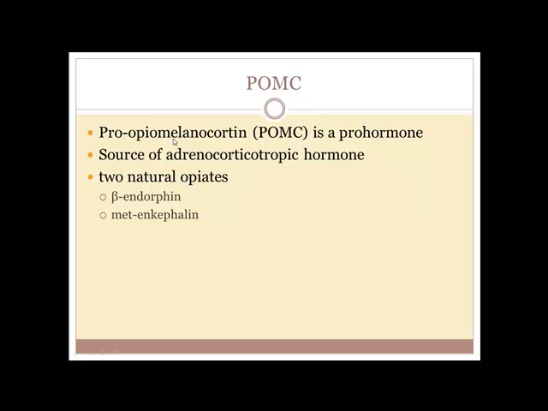Pro-opiomelanocortin, POMC. It's a prohormone. It's going to be a source of adrenocorticotropic hormone. There's two types. These are basically your happy hormones. There's endorphins and metenkephalins. That's the gist of what I want you to know about them. They're your happy hormones.